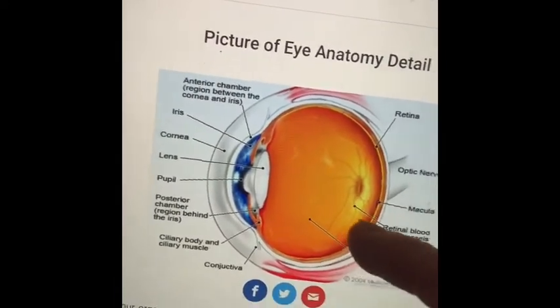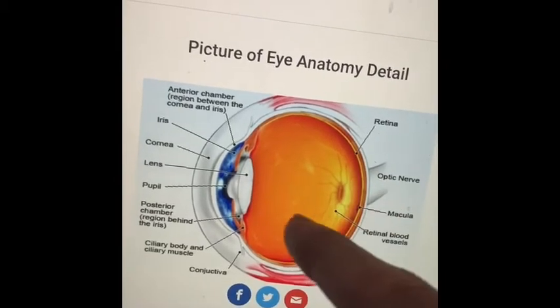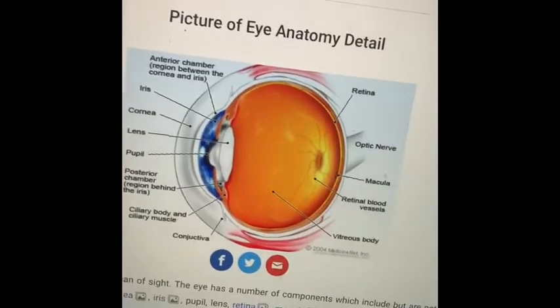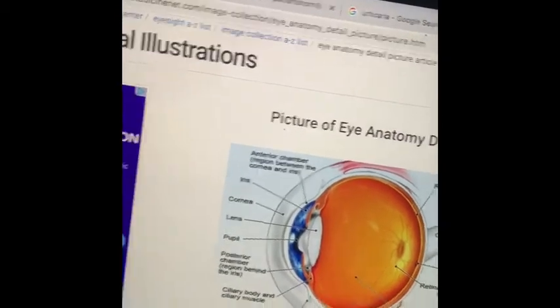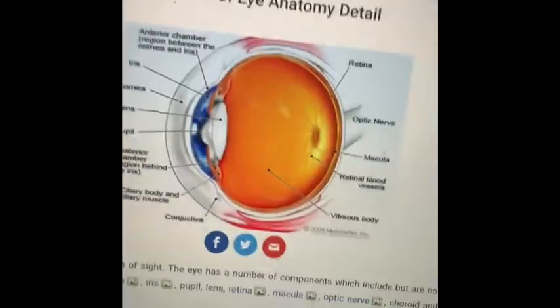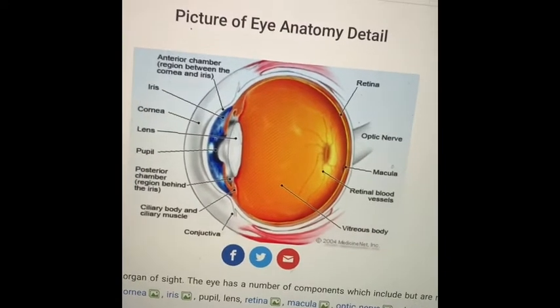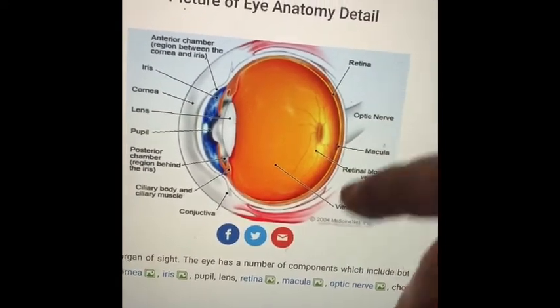In the back here, you'll have the optic disc, which is the blind spot, because the optic nerve, the muscles and the nerves overlap, so it has no sight. And then you've got the retina, the outer layer.